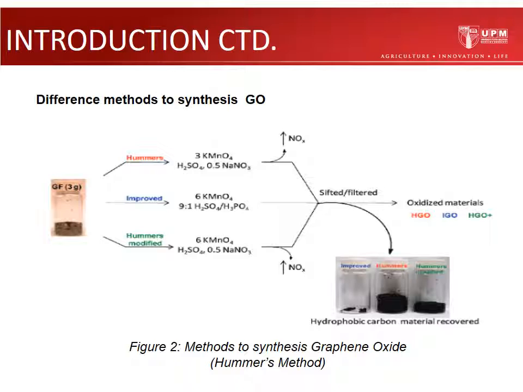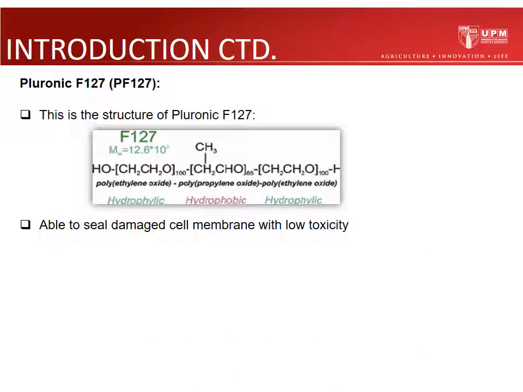In this project, the improved Hummers' method is preferred due to its simpler protocol, higher yield and no toxic gas evolution during preparation. Now, Pluronic F127. This is the structure of Pluronic F127, which consists of polyethylene oxide, polypropylene oxide and polyethylene oxide. Pluronic F127 is able to avoid damaging the cell membrane, with low toxicity.